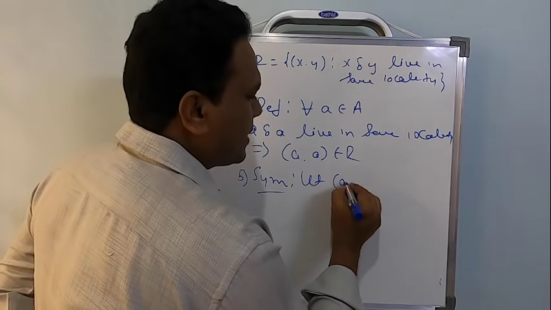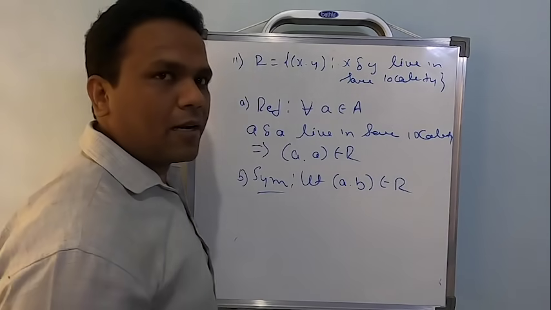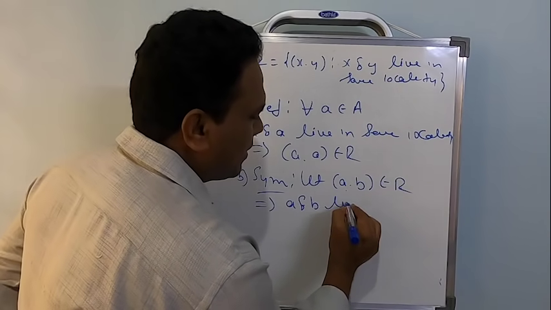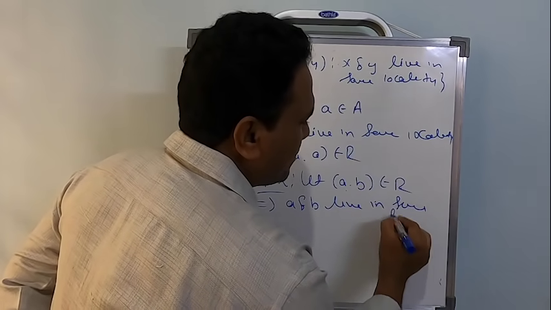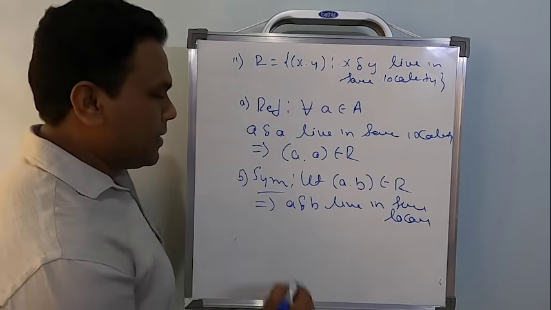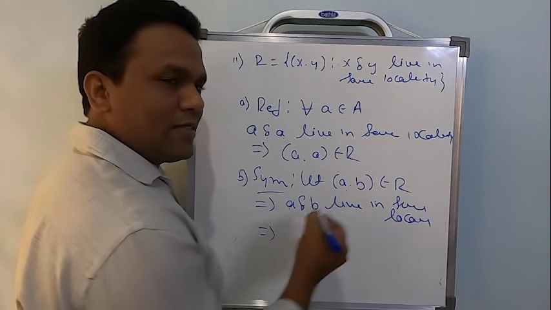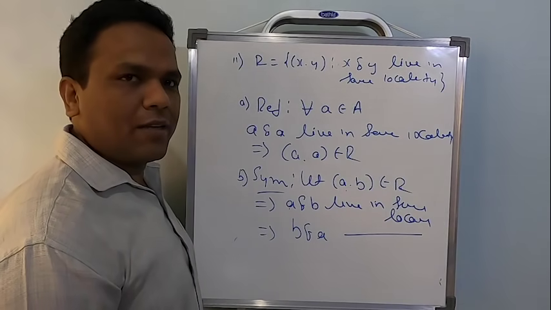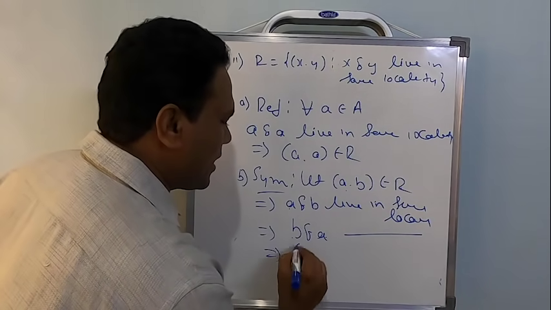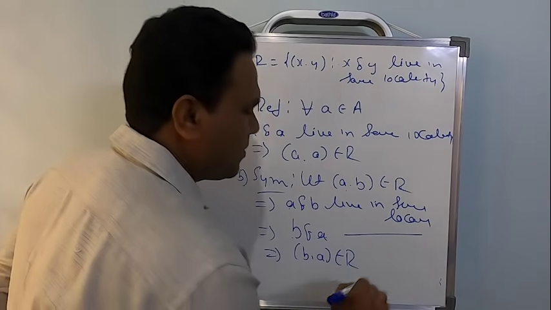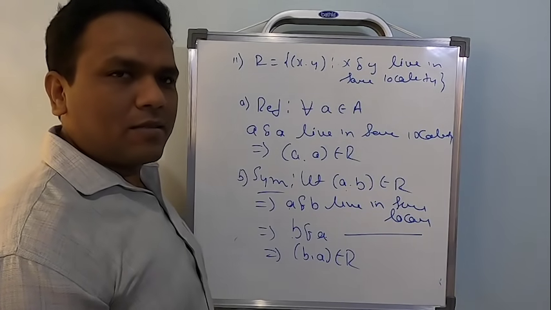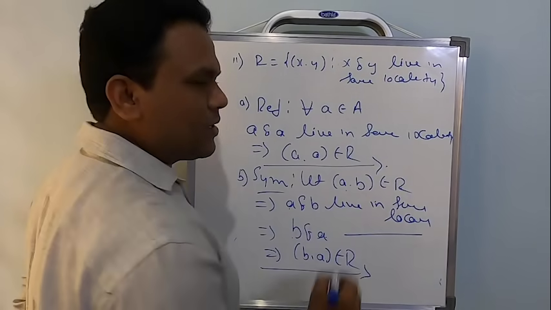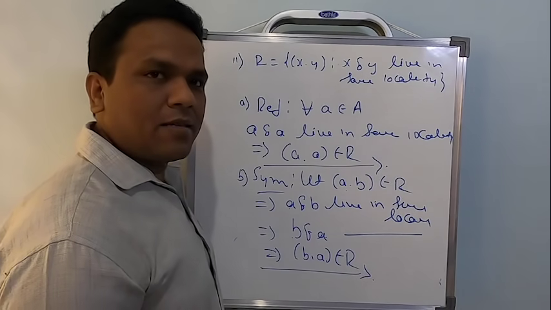Now the next, let's go for symmetric. So start symmetric by considering let A comma B belongs to R. Now when can I say A comma B belongs to R? This says that A and B live in the same locality, correct? It doesn't matter, it can also be written as B and A live in the same locality. So when B and A live in the same locality, the ordered pair will become B comma A belongs to R, therefore R is symmetric. At the end of each one, please write the conclusion. So you have to mention here R is reflexive, here R is symmetric.